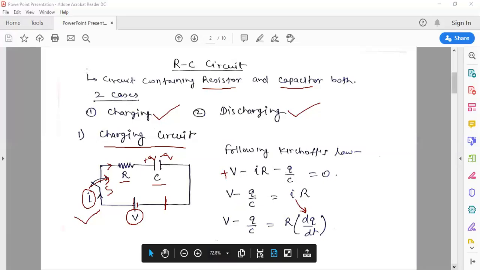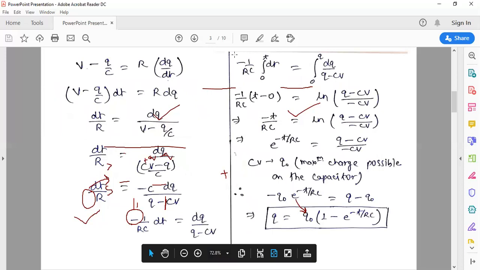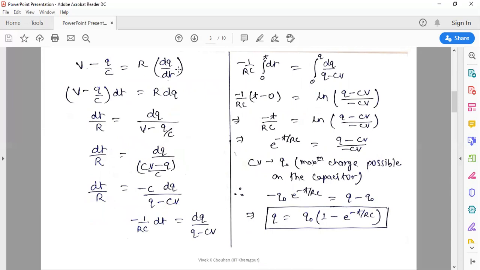In the next step, we have V minus q by C is equal to R dq by dt. From the previous step, we have this. Now what we'll do is we will take dt on the LHS, and we'll keep dq on this side only. Next, take this term in the bracket on the RHS and R on the LHS, so that the same variables come on the same side.